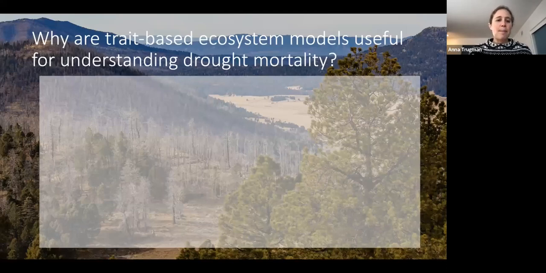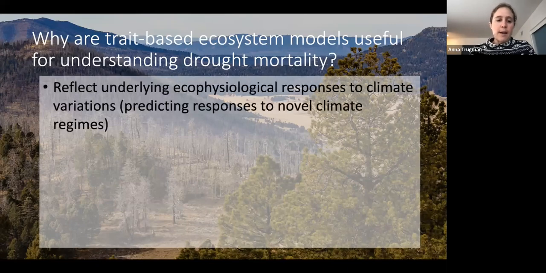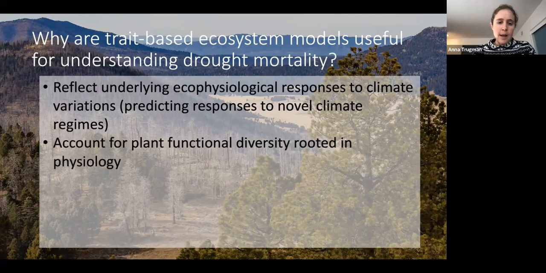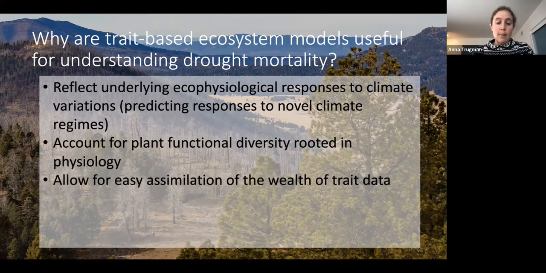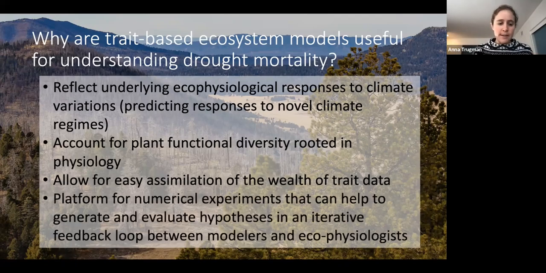And I just want to start out with a pitch for why trait-based ecosystem models are really useful for understanding drought and disturbance-driven mortality. First of all, they reflect our underlying ecophysiological responses to climate variations. And they have a lot of potential for predicting responses to novel climate regimes because of this underlying ecophysiology. They can account for plant functional diversity rooted in physiology and allow for easy assimilation of a wealth of trait data that is increasingly measured and available in these large-scale trait databases.